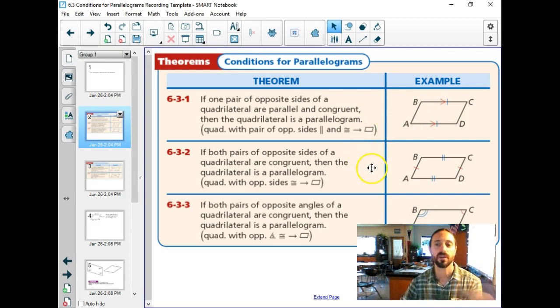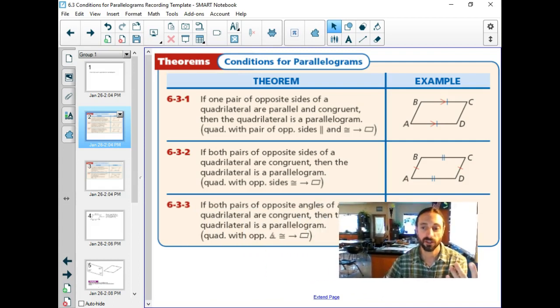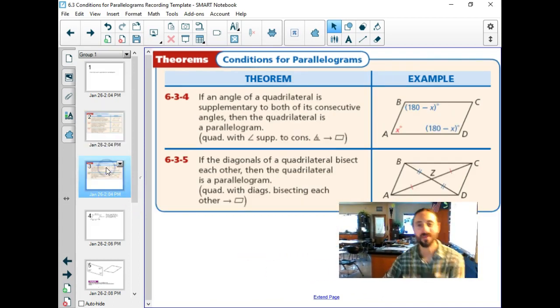The first one states if the opposite sides of a quadrilateral are parallel and congruent, then it's a parallelogram. The next one says if both sets of opposite sides are congruent, then it's a parallelogram. The last one here says if both sets of opposite angles of a quadrilateral are congruent, then it's a parallelogram.